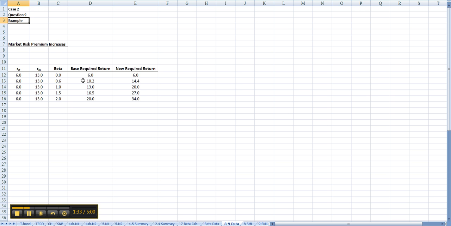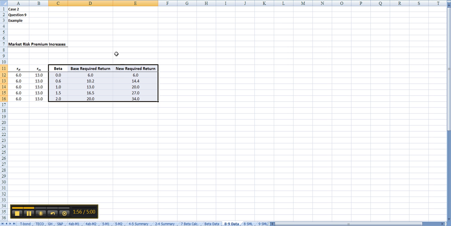So to do this, it's good to set up, put the betas in the X column, the first column, and have your base required return that you calculate with the SML from question 8, and then have your new required returns based on the assumptions from question 9. Here I'm doing the market risk premium increases. This is what we did in class.